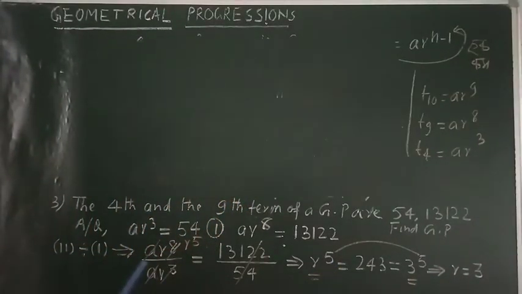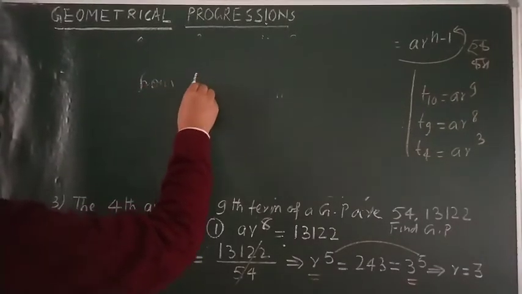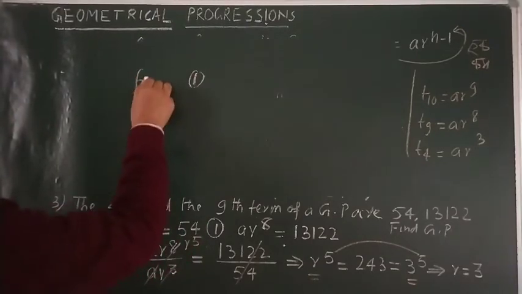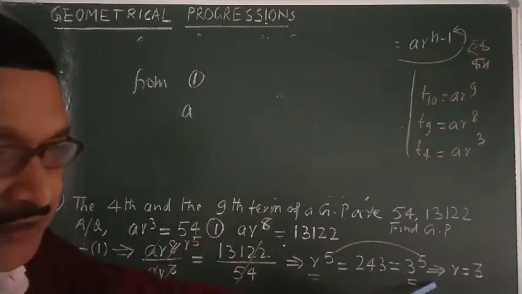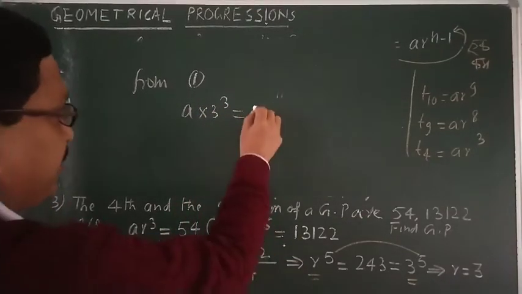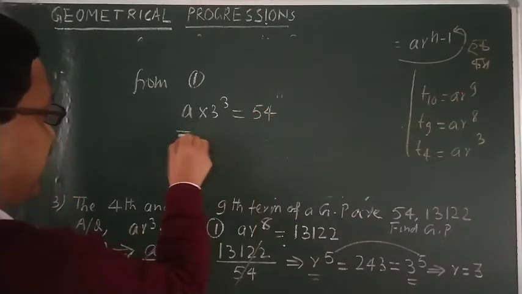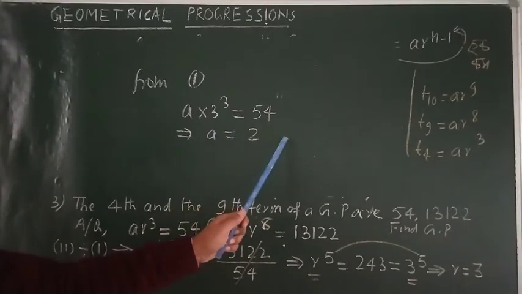If r is equal to 3, we can put it in equation 1 to get a. From 1, a times r to the power 3, r is 3, so a times 3 to the power 3 is equal to 54. So a is equal to 54 by 27, which is 2.